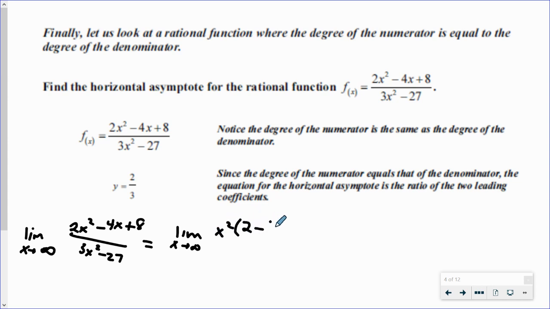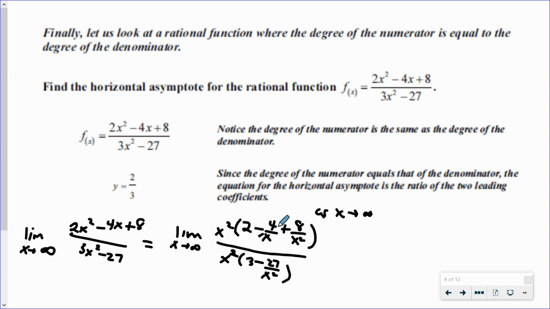That's going to give me 2 minus 4 over x plus 8 over x squared. And it's going to give me x squared in the denominator too. It's going to factor out the 3, and I'm going to have 27 over x squared. And this seems weird, but the idea is that as x approaches infinity, this is going to be like 0, this is going to be like 0, and this is going to be like 0. So I'm going to end up with, and these x squareds are going to cancel out, just 2 over 3.